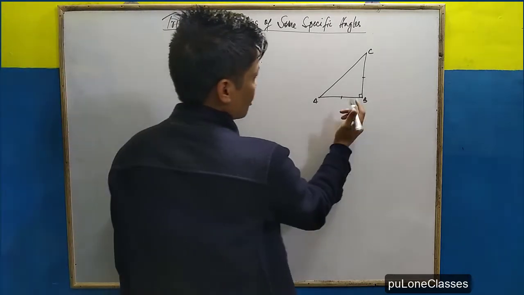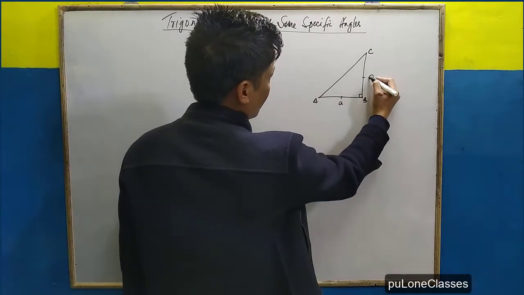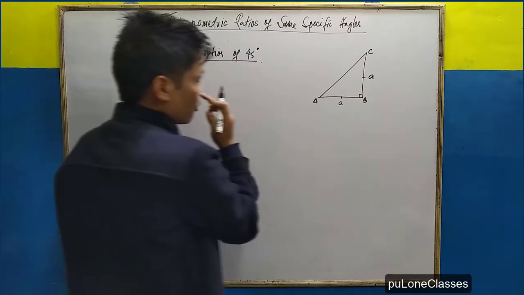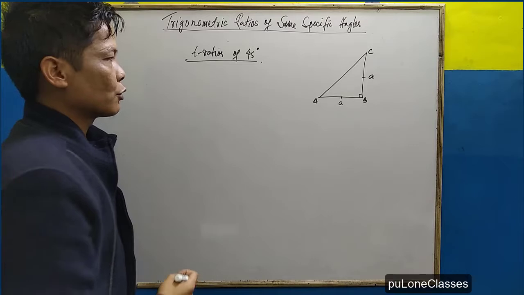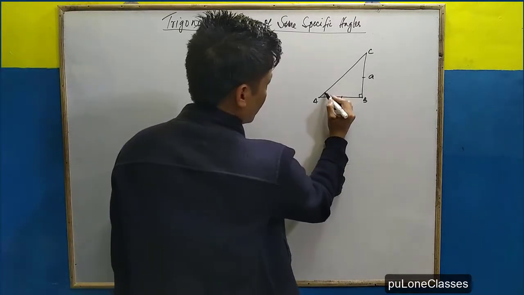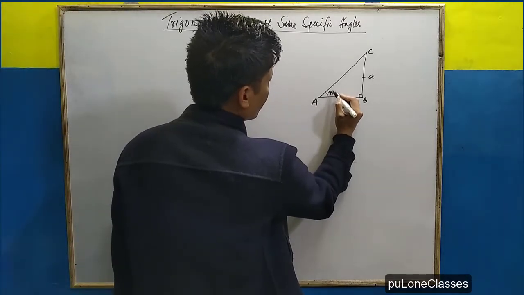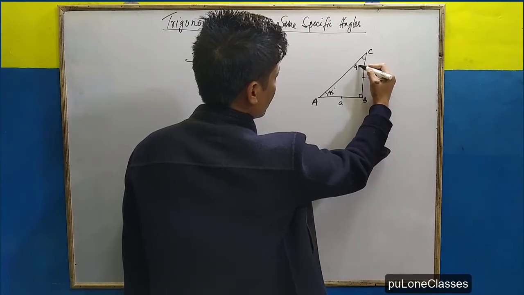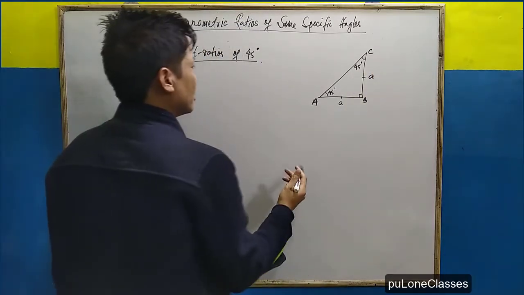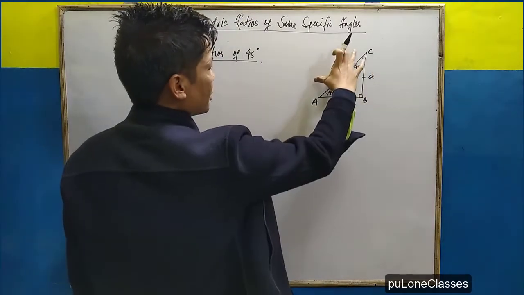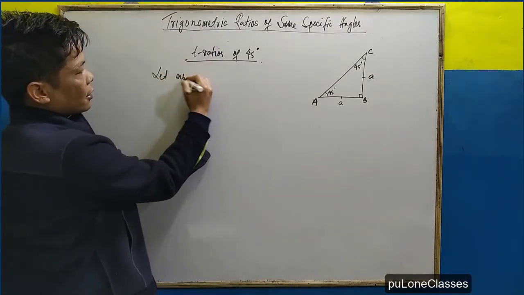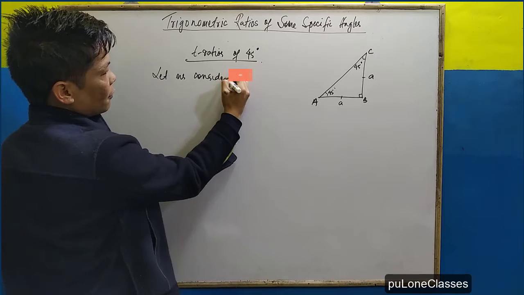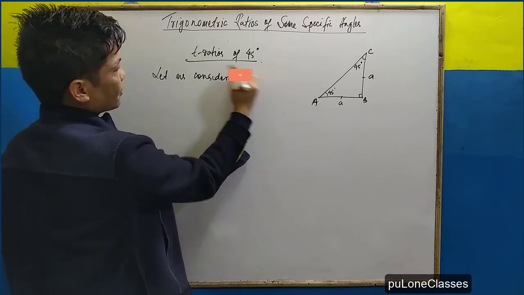If these two sides are equal, let us consider that these two equal sides are A. And we know that in an isosceles triangle, the angles opposite to equal sides are also equal. So if I consider this angle to be 45 degree, then this angle also will be equal to 45 degree. By using Pythagoras theorem, you can find out the value of AC. Let us consider this is the derivation part of the T ratios of 45 degree.